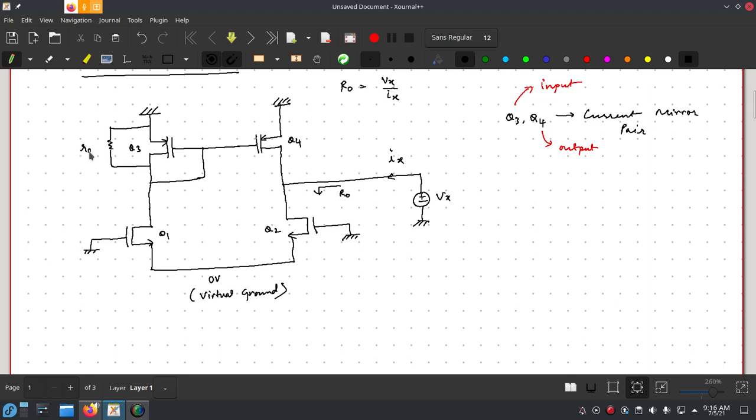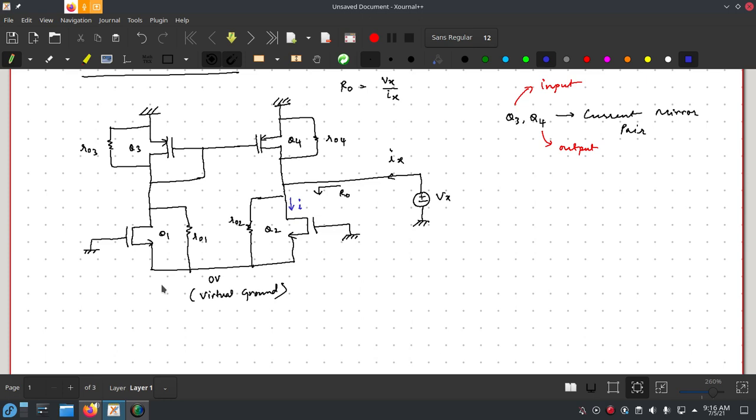This is R03, R04, this is R01, and this is R02. Okay, now let me assume the current which is flowing like this, in this direction. I will call it as I.